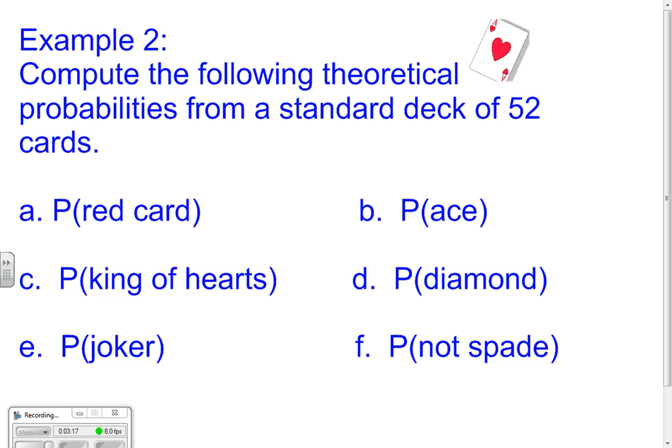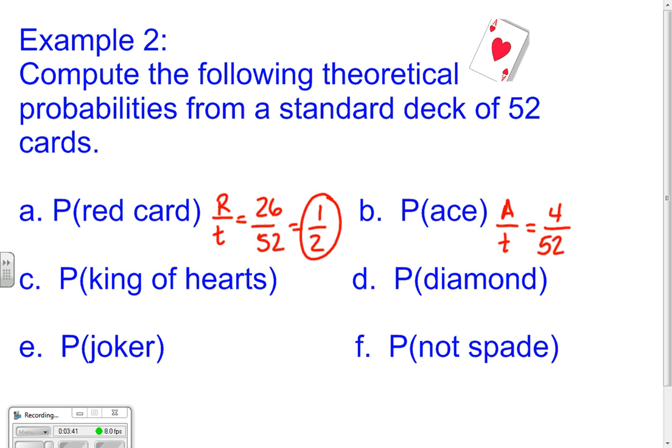A deck of cards is also something that is equally likely. So in letter A, they want the probability of a red card. That means reds over total. In a standard deck of cards, there are 26 red cards, 52 total, which gives me a probability of 1/2. Letter B, they want the probability of an ace. That means ace over total. There are only 4 aces in the deck of 52 cards, which reduces to 1 over 13.